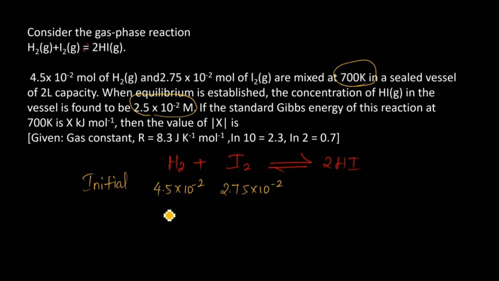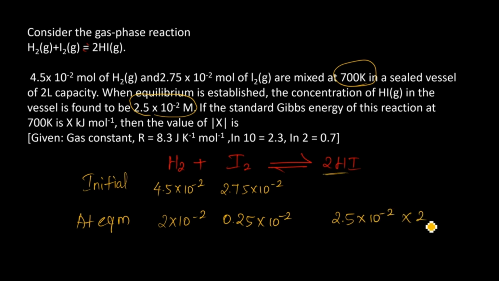So at equilibrium, I have to subtract 2.5 from the initial amount of H2, isn't it? So it will become 2 into 10 to the power minus 2 after subtracting, and here it will become 0.25 into 10 to the power minus 2, and into 2, correct, 2 HI I have. So into 2, total it will become 5 into 10 to the power minus 2. Cool. So these are the details I have. Other than that, we have to find the standard Gibbs energy of this reaction. Delta G I have to find.